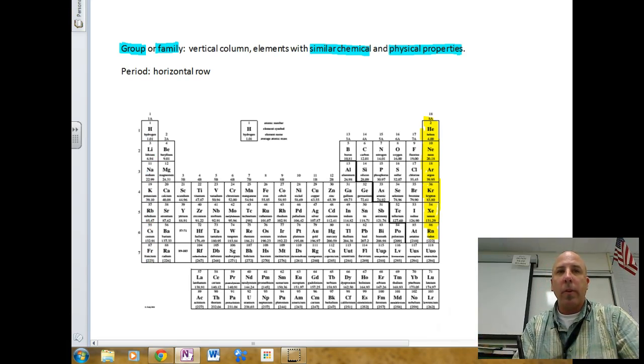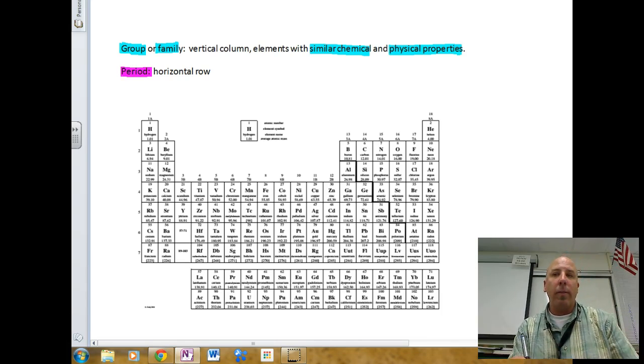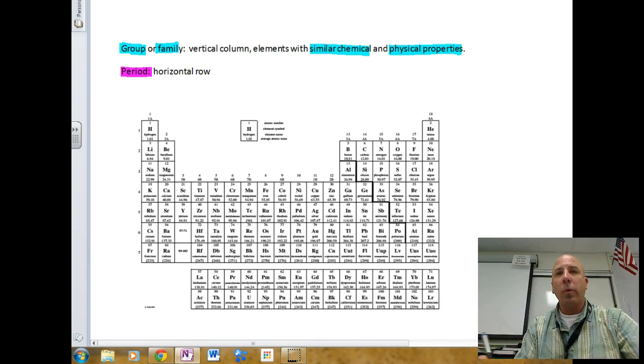Okay, let's erase some of this off here real quick. And we'll talk about now a horizontal row, which we call a period. Periods, or horizontal rows, go left to right across the periodic table. You'll notice hydrogen and helium are going to be in the same period, and we would call that period 1. And you notice there's a little 1 right next to it there. So that would be period 1.